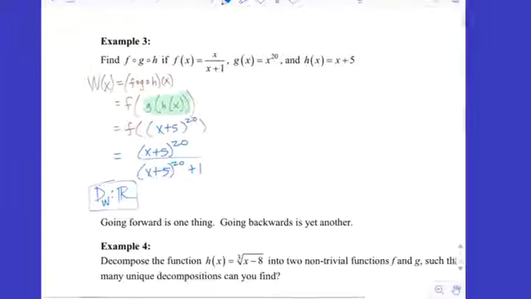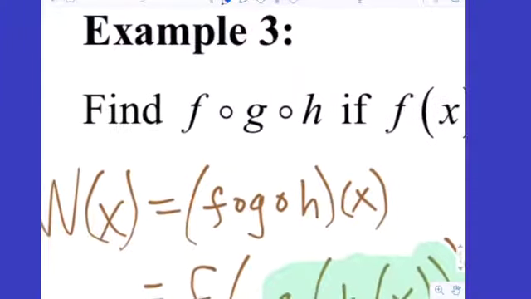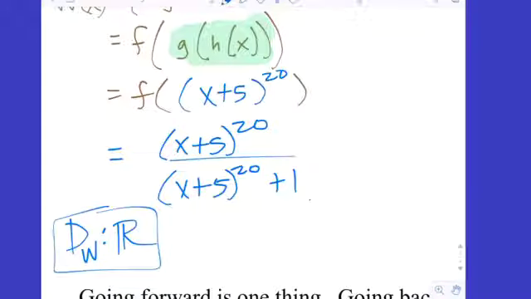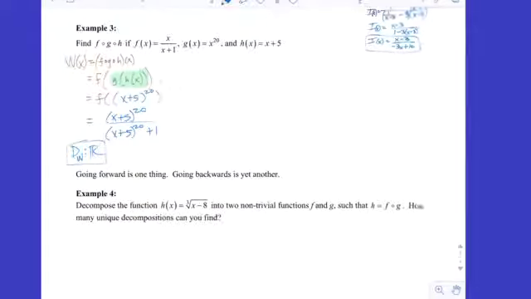Sweet. So that one was kind of anticlimactic. I thought it was going to be more fun because it was like a triple composition, but it turned out to be just mediocre. All right.